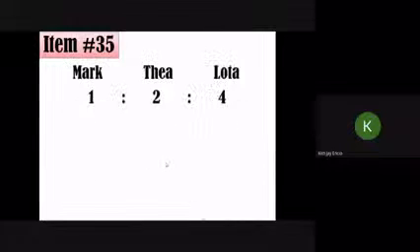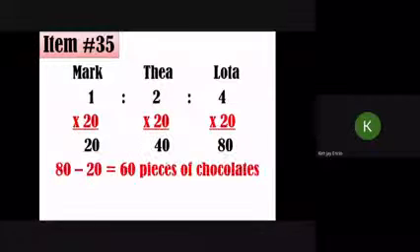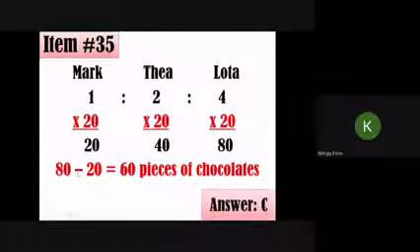So therefore, for Mark, Thea, and Lotta, that's times 20 each. So Mark gets 20, Thea gets 40, and Lotta gets 80. But we are asked how many more chocolates does Lotta have than Mark. So that's 80 minus 20, which is 60 pieces of chocolate. Letter C. Or there's another way.